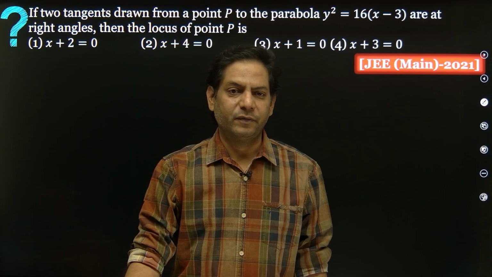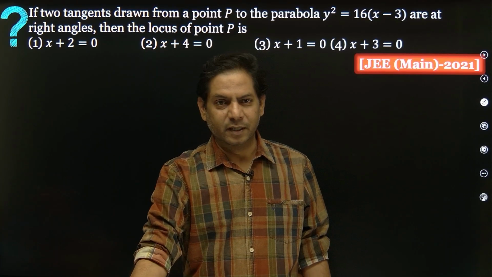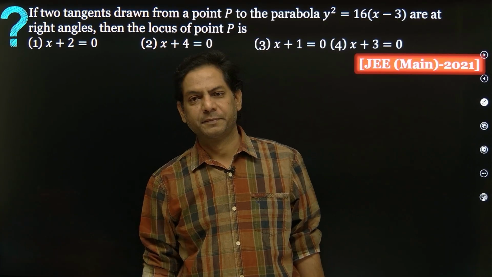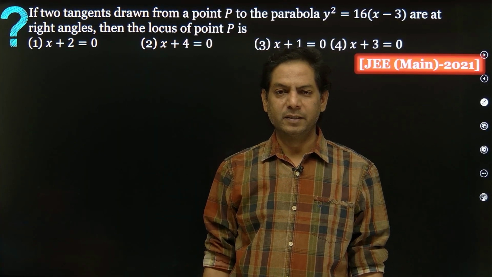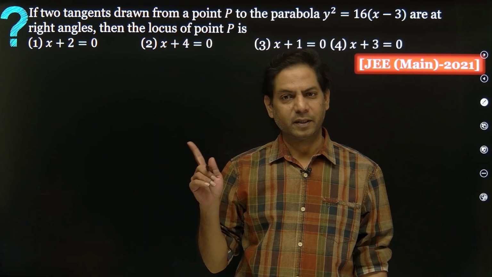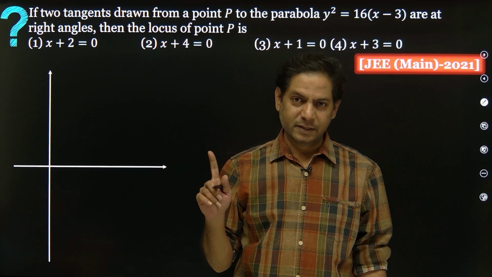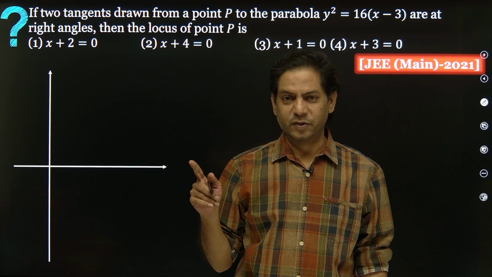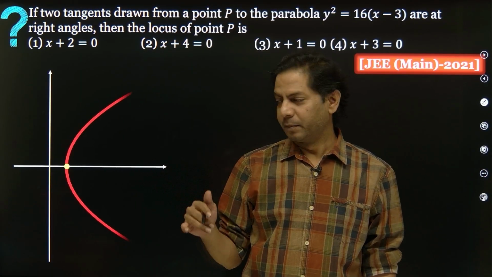Let's see here. If two tangents drawn from a point P to the parabola y square is equal to 16 into x minus 3 are at right angles, then the locus of the point P. Okay, two tangents drawn from point P are at right angles. That means the point is going to lie on the directrix of this parabola. And here it is y square is equal to 16 into x minus 3. That means its vertex is shifted to 3, 0. So it will look like this.